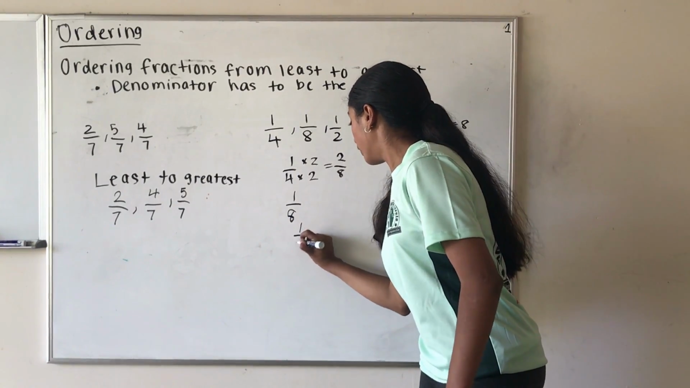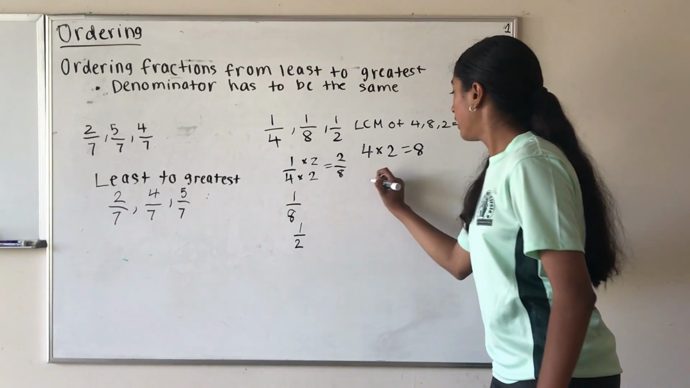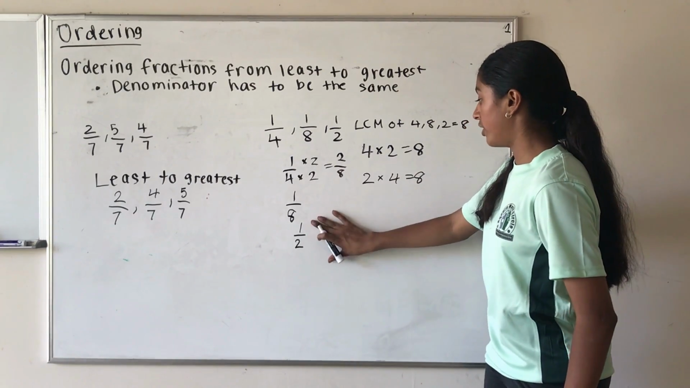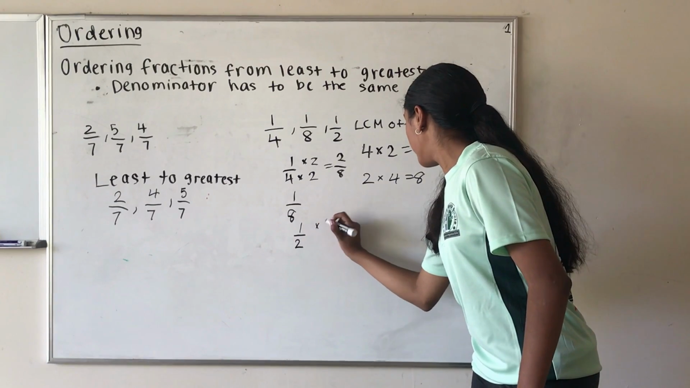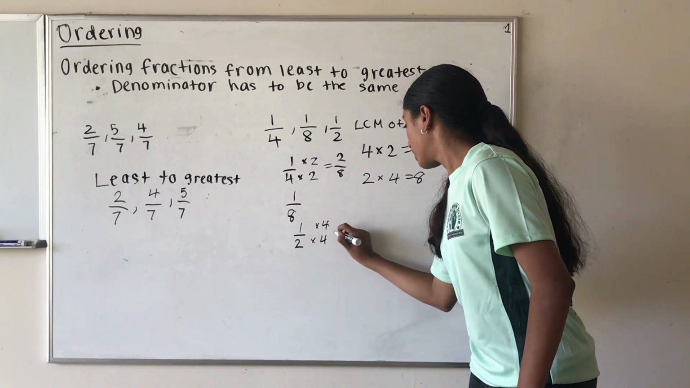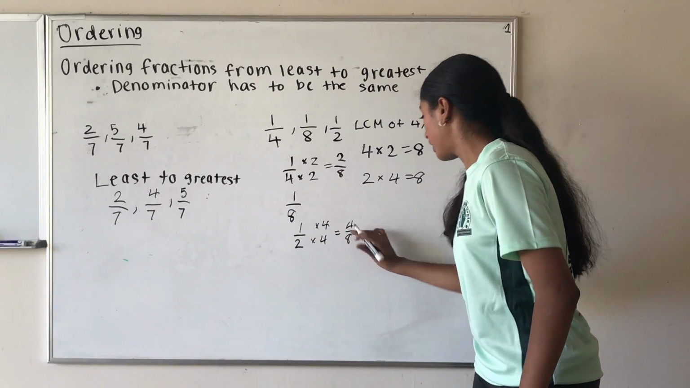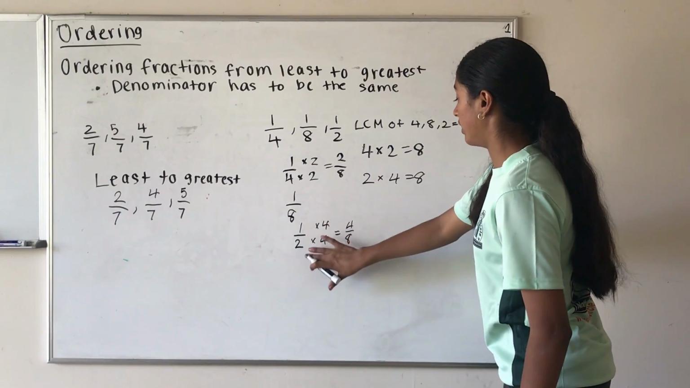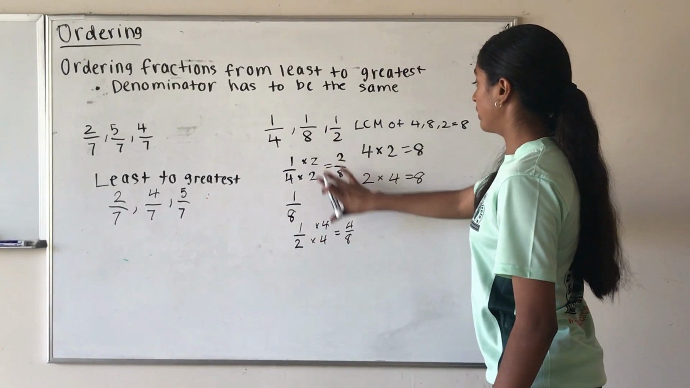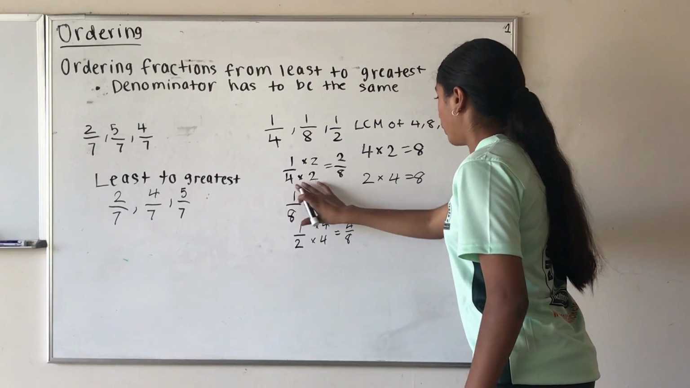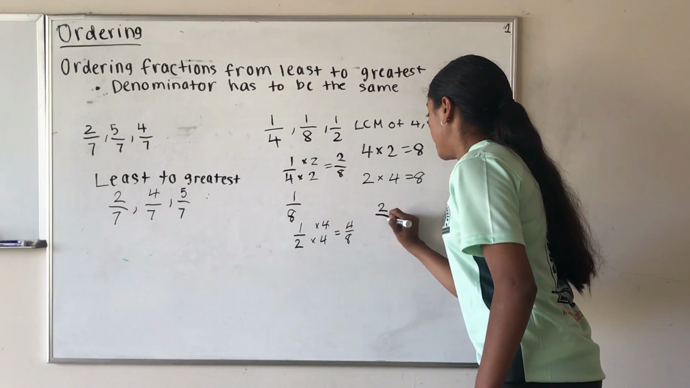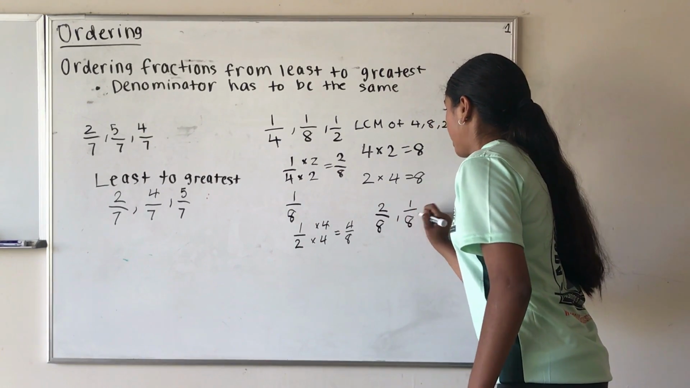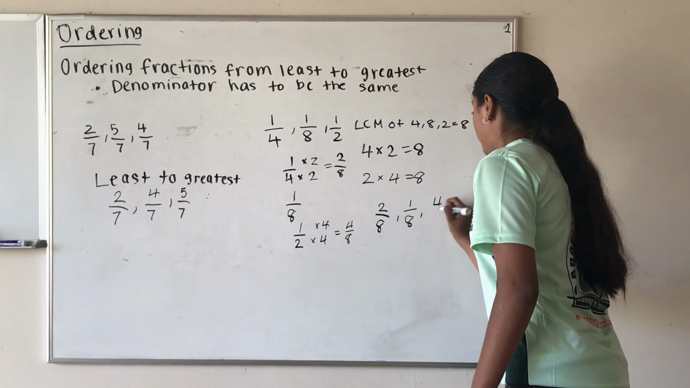With 1 over 2, we know that 2 times 4 is 8. So we have to multiply the numerator and denominator of 1/2 by 4. And you get 4 eighths. So because of equivalence, you know 4 eighths is the same as 1/2. So we can now relist the fractions that you had. 1/4 can be written as 2/8. 1/8 can be written as 1/8. And 1/2 can be written as 4/8.